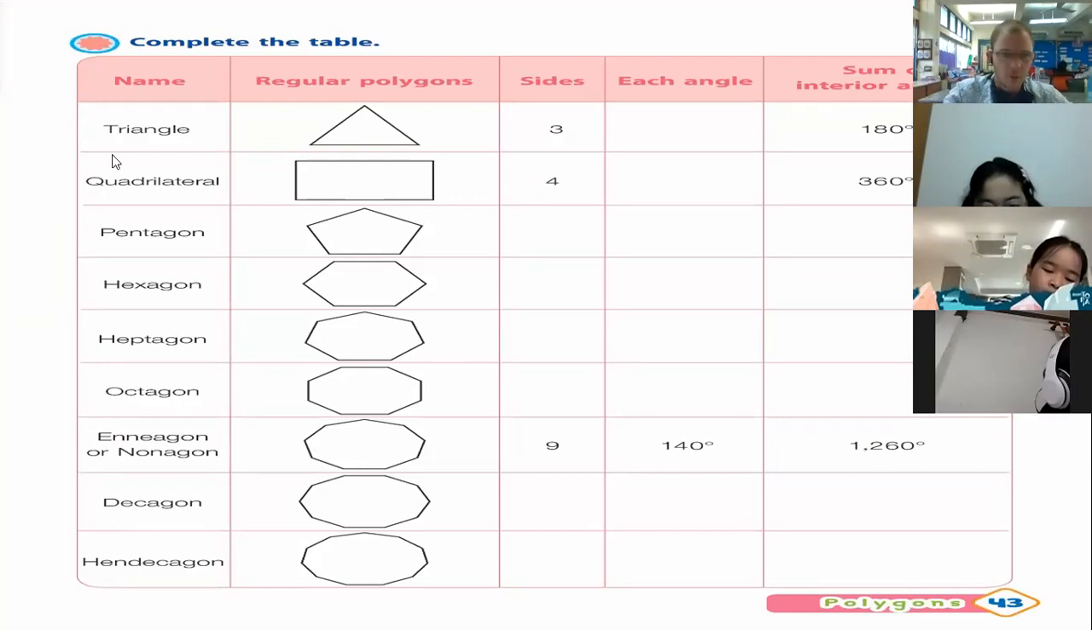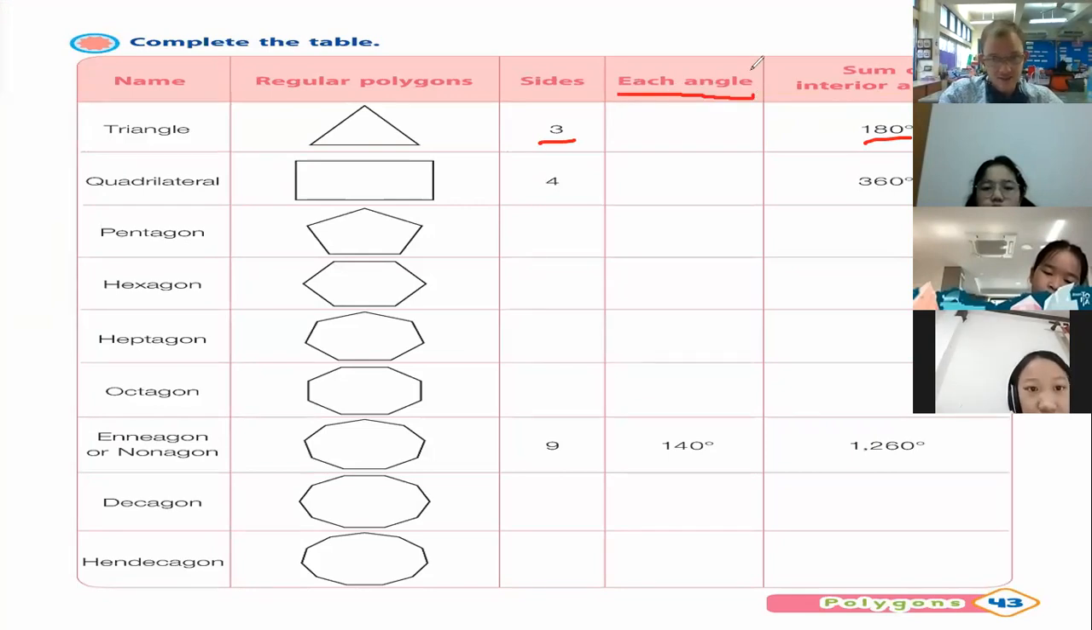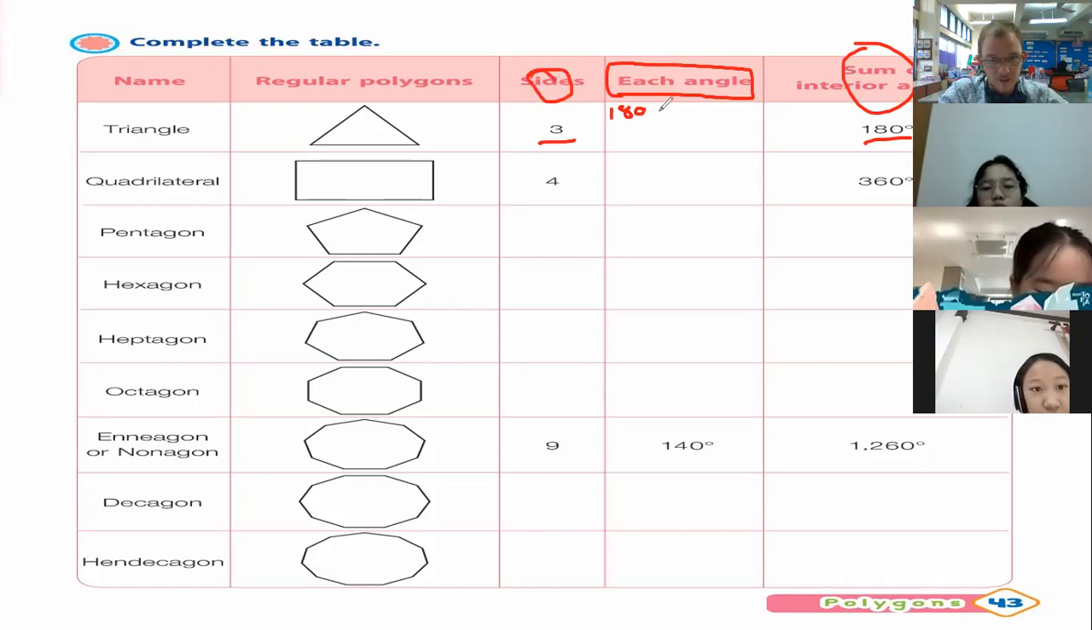Number 1, example, triangle. We just did it. 3 sides. Sum of interior angles, 180. Each angle, this is the one I want us to do for homework, this page. Each angle, remember, the total divided by the number of sides. So 180 divided by 3 equals 60.